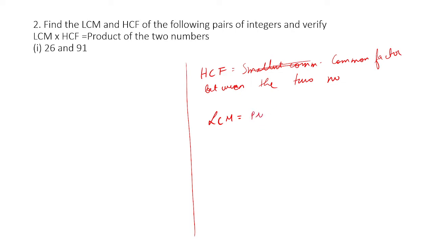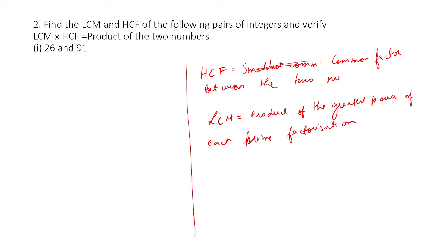And when we talk about the least, that is the LCM, we're talking about the product of the greatest power, all right? So the greatest power of each of the prime factorization, okay? I don't think we need much explanation for this. Once we start doing the problem, you'll have a better idea. But just remember, HCF is basically the common factor which is between the two, and LCM is the product of the greatest power of each prime factorization, okay?